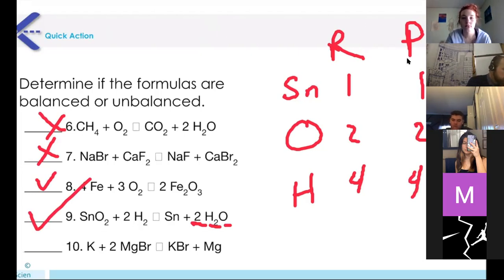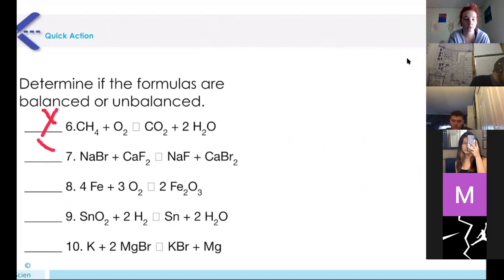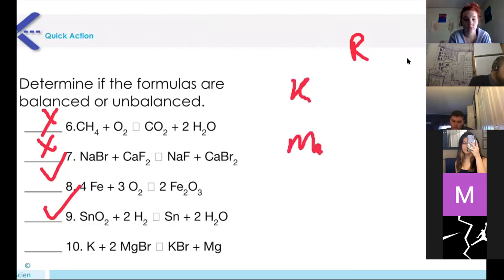Last one. So we're at no, no, yes, yes. The rubber match. Right? Yay's going to take it, or it's going to come down to this last one. Here we've got our reactants. Over here we've got our products. We have potassium. We have magnesium. We have bromine.